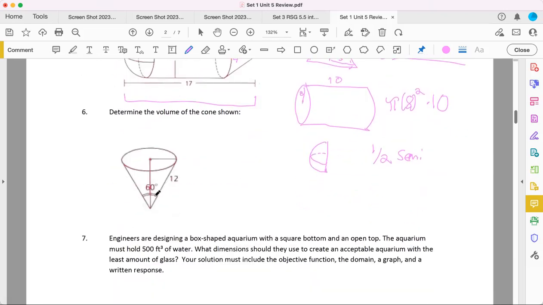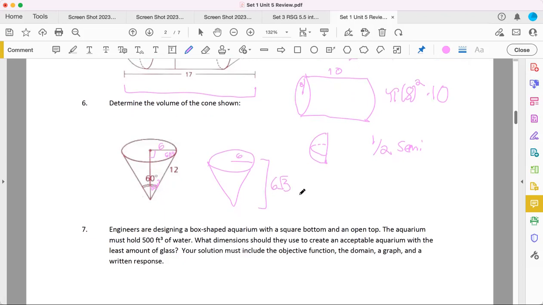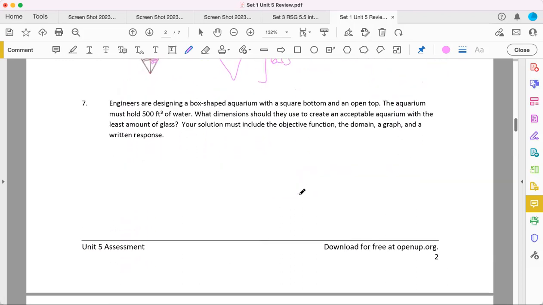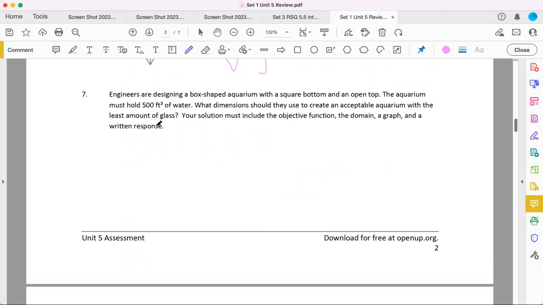This is being vague that it's a 30, 60, 90, but it is, because you can then pop in and say that this is 60. So the hypotenuse is 12 across from 30. That's going to be half. So this is 6. So really you're finding a cone's volume with radius of 6 and height of, you guessed it, 6√3. So there you go. The key thing here is to know the special right triangles. Those are going to help you out a lot.